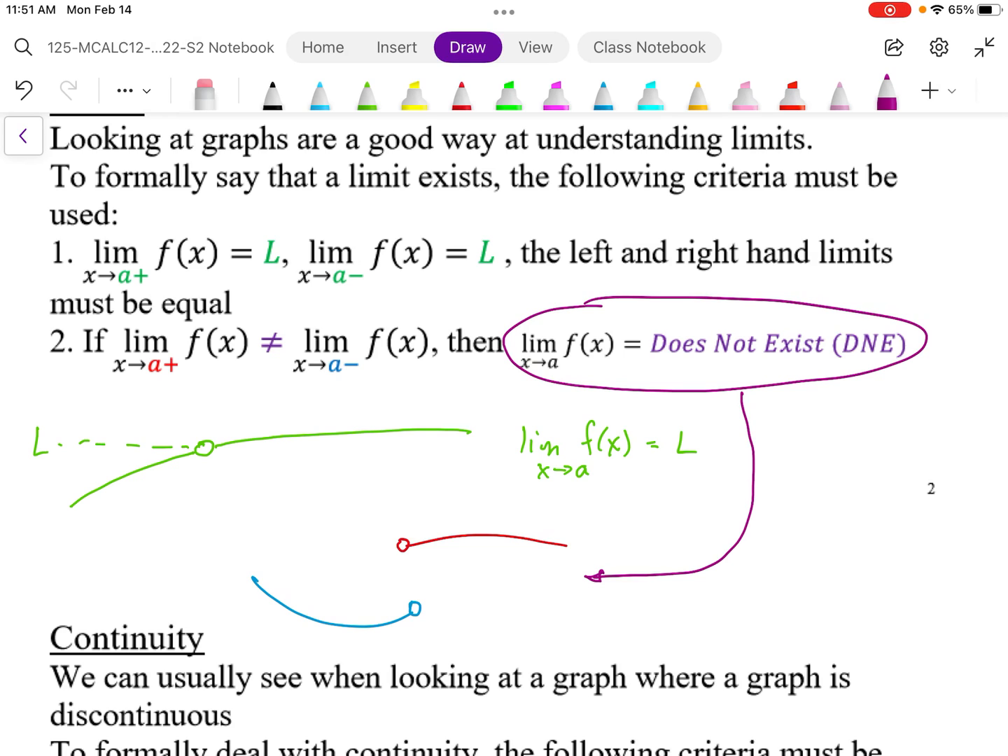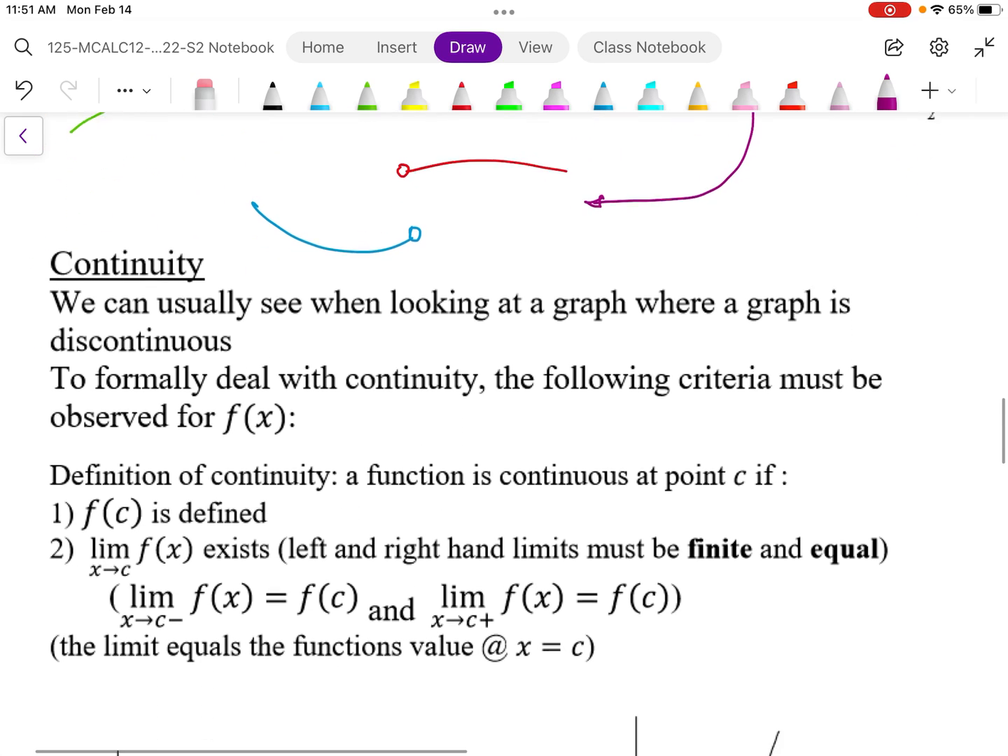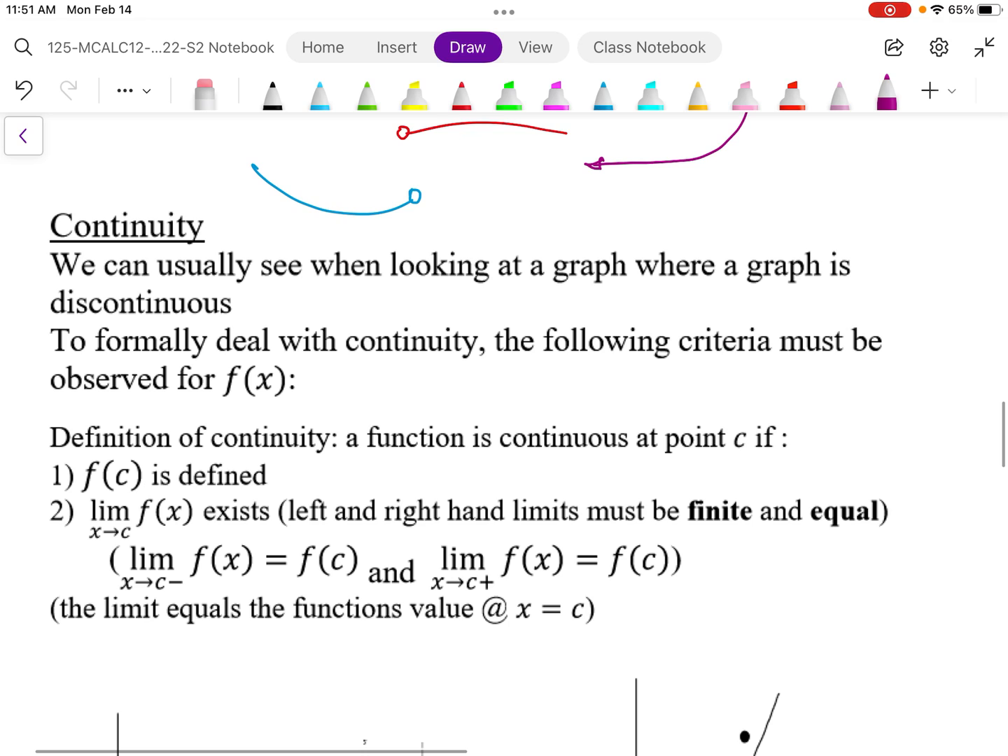Here, this could be continuous or discontinuous. We need further criteria for continuity. This is what we're going to get into next. And continuity, we just want to simplify it, continuity just means that we can draw the graph without lifting our pencil. And we want to formalize this by using limits.